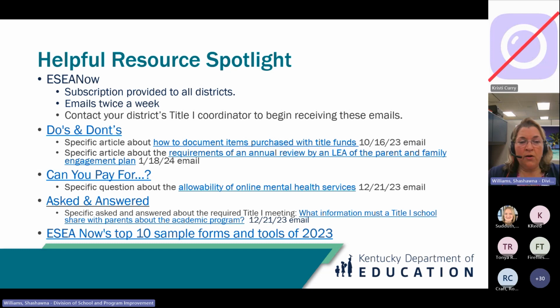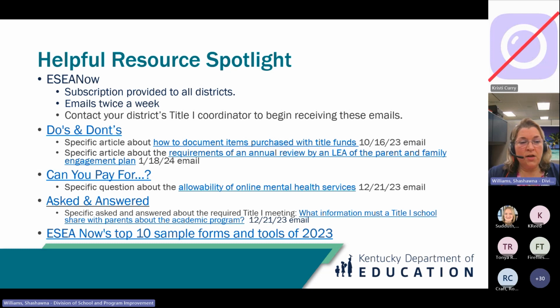There was a specific article about how to document items purchased with title funds, and a specific article about the requirements of an annual review by an LEA of the Parent and Family Engagement Plan. So take advantage of those resources.